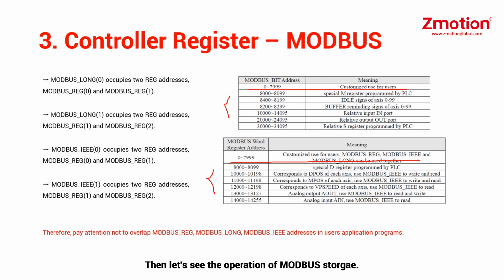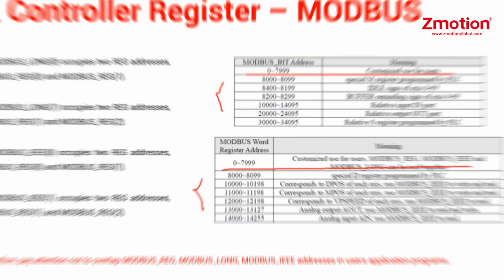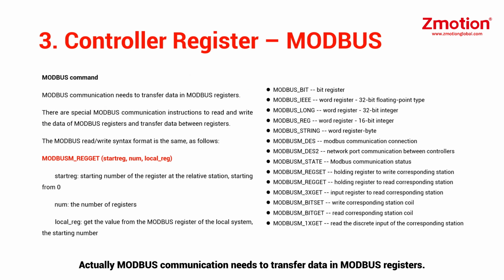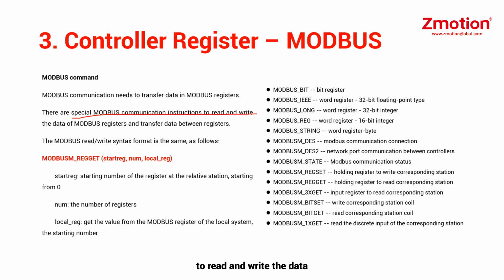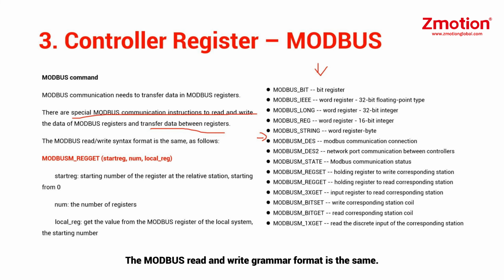Then let's see the operation of Modbus storage. Actually, Modbus communication needs to transfer data in Modbus registers. There are specified Modbus communication instructions to read and write the data or transfer data between other registers. Please refer to write instructions. The Modbus read and write grammar format is the same. Get means read, set means write. But word register and bit register are different in reading and writing. Please refer to the basic manual for details.